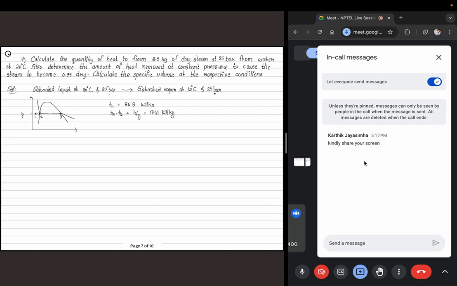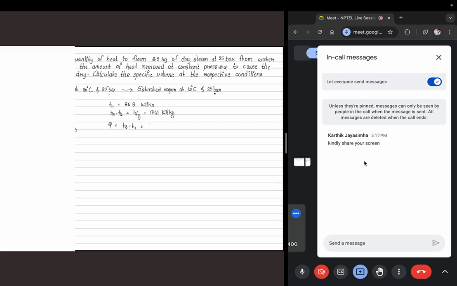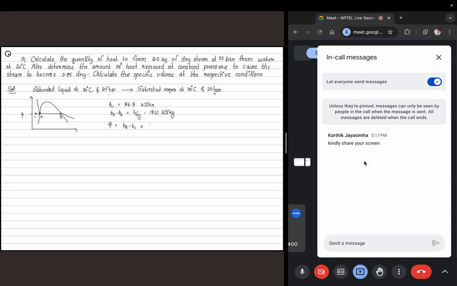Again, we were saying that it is inside the dome, or even in this process, throughout the process your pressure is kept constant. So since it is a constant pressure process, you can calculate the amount of heat as H3 minus H1. We can look up the value of H2 directly from the table. We can just take the value.